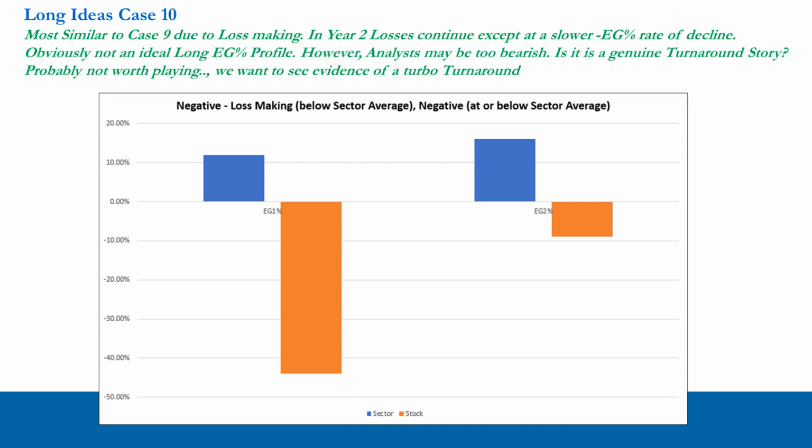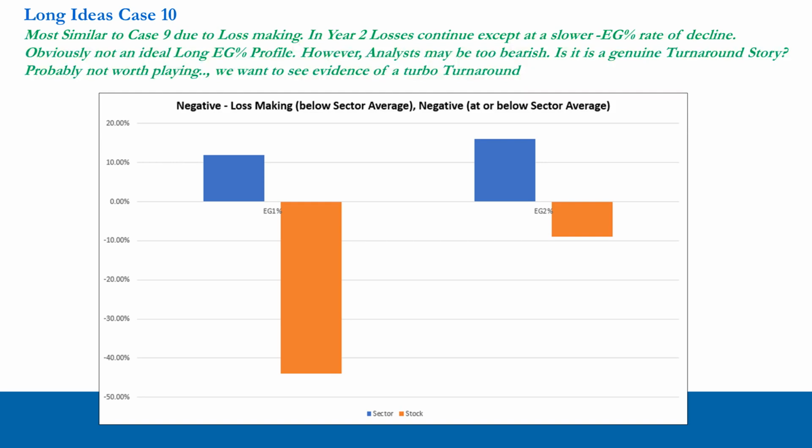Well, with this profile, especially when you put it into the context of having the potential of case number 9, where we're also coming from a loss-making position, if something like case number 9 is available, why would we ever play in this type of situation? It's probably not worth playing. We want to see in the market evidence of a turbo expectation of a turnaround.